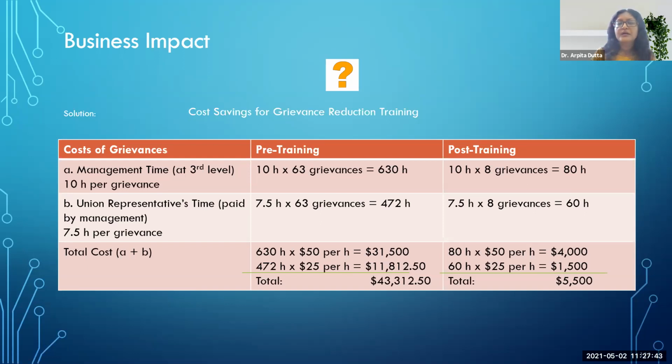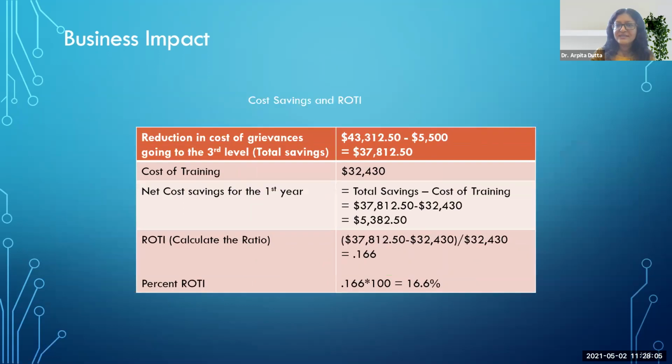I'll go slow. You please check if you are working it out. Yes, ma'am. Understood. So post-training, same formula, same calculation, 80 into 50 and 60 into 25. So 5,500. So you can see what the cost saving is now. The cost saving formula is simple, 43 minus 5. I'm just telling the absolute numbers. 43,312 minus 5,500, the total cost savings is 37,812.